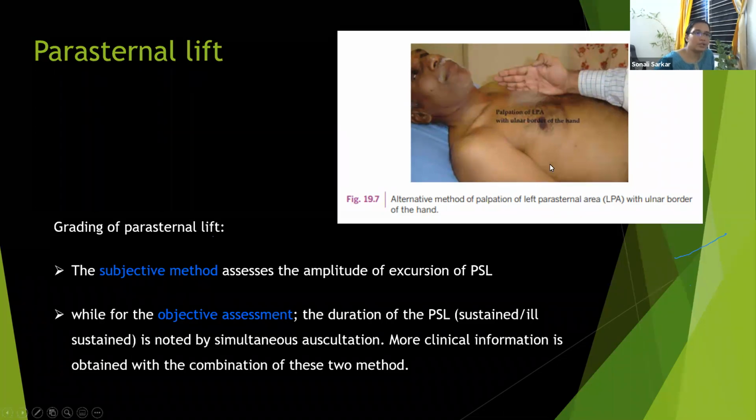Am I clear? First, you will place your ulnar border of the hand in the left parasternal area. If there is a parasternal lift, your hand will move like this. It will move up and it will move down. Now you try to feel what is the force with which your hand is moving up and down, whether it is a very mild force or a very strong force producing a lot of movement. Second is the duration of this movement, whether it is ill-sustained, that is for a very short duration of time, less than 50%, or it is very forceful and well-sustained, for a long duration of time, occurring for more than 50%. That is how you will grade the parasternal lift.